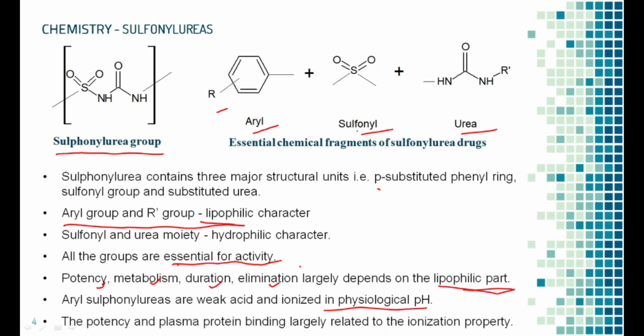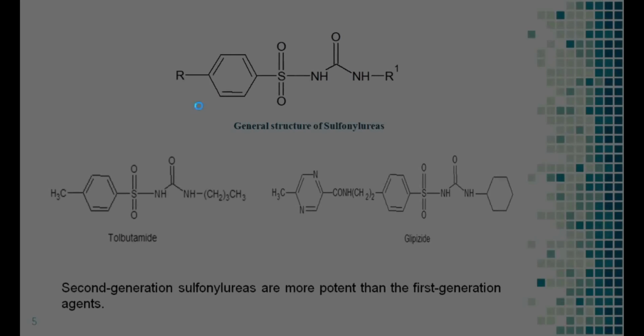Now, in general, substitution in the benzene ring at the para position with groups such as methyl, acetyl, chloro, bromo, trifluoromethyl, etc. tends to potentiate their activity. So this is also important about the sulfonylureas.